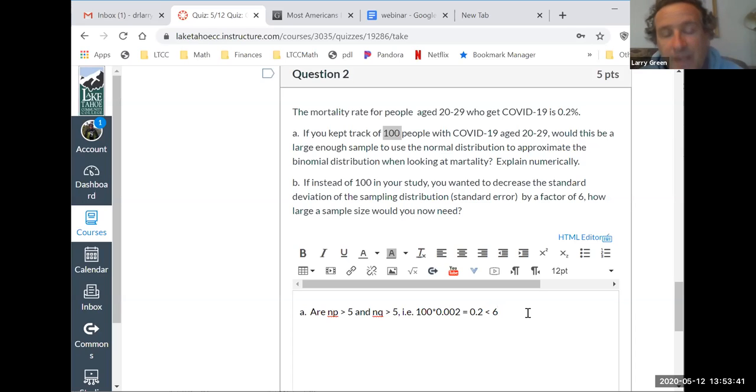Or less than 6, because that's what we're testing. Greater than 5 means if you're less than 6, you don't have it. Just like 31 versus 30. So it's 6 versus 5. So therefore, you cannot use the normal distribution on this, since the sample size is too small.